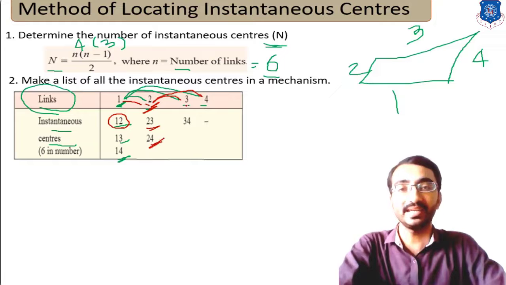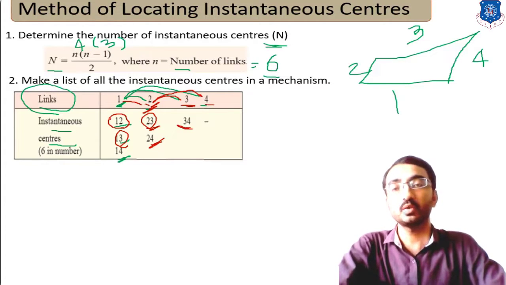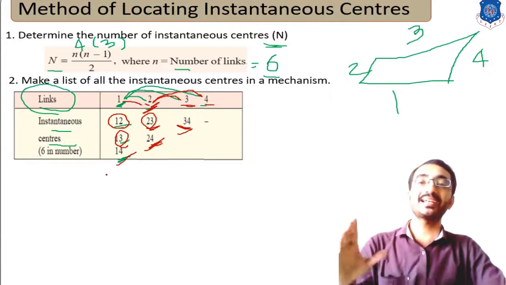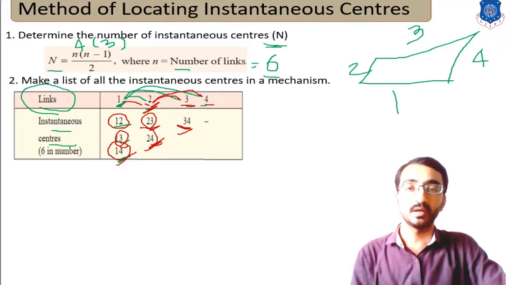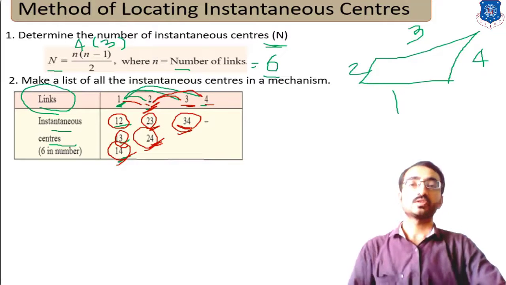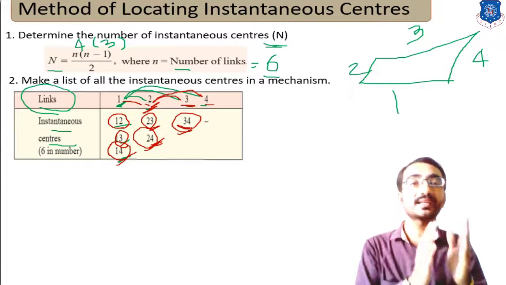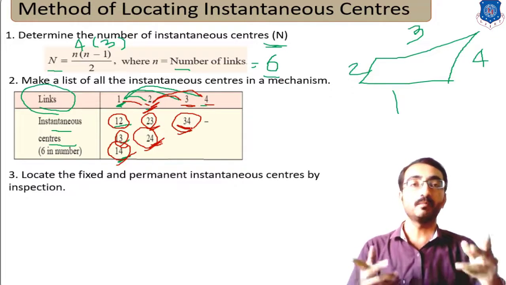Now the next one, link number 3. Again it is connected with 1 and 2, and that gives 1, 3 and 2, 3. Link number 3 is also connected with 4, so that gives us 3, 4. And 4 is connected with 1, 2, 3, which we have already mentioned as 1, 4, 2, 4 and 3, 4. In this way we identify that in this mechanism we have to locate these 6 instantaneous centers one by one. So first we identify the number of instantaneous centers, then we make a list of those 6 instantaneous centers.